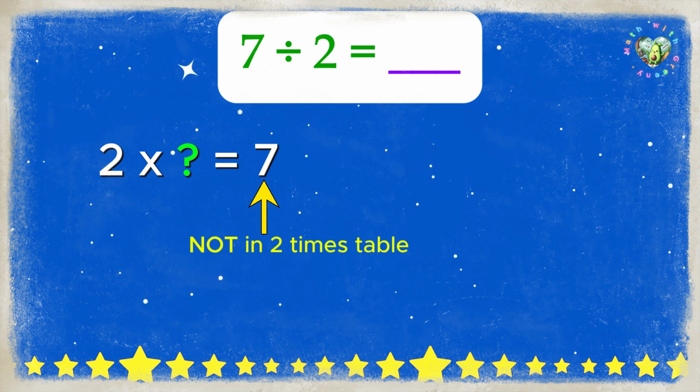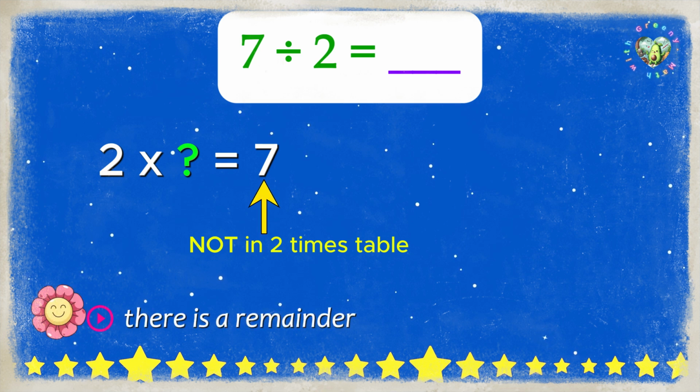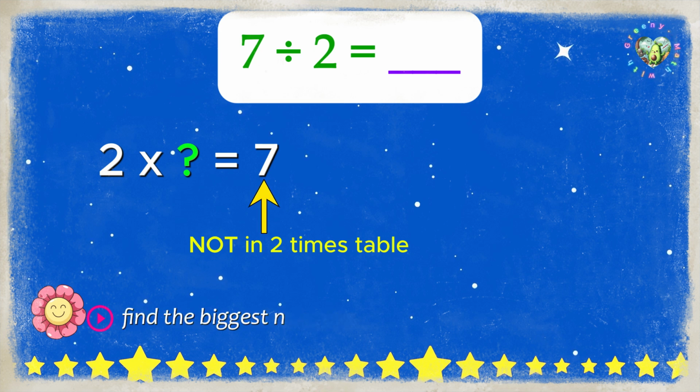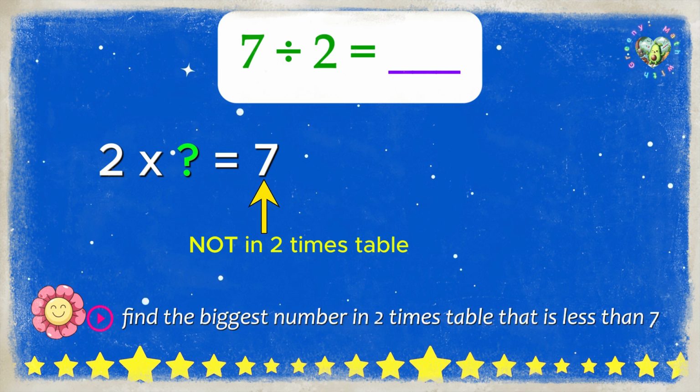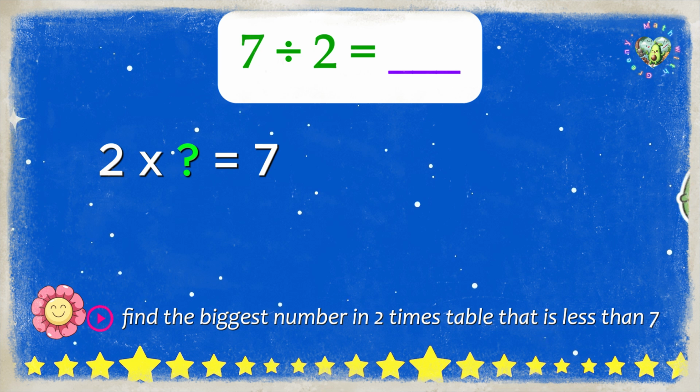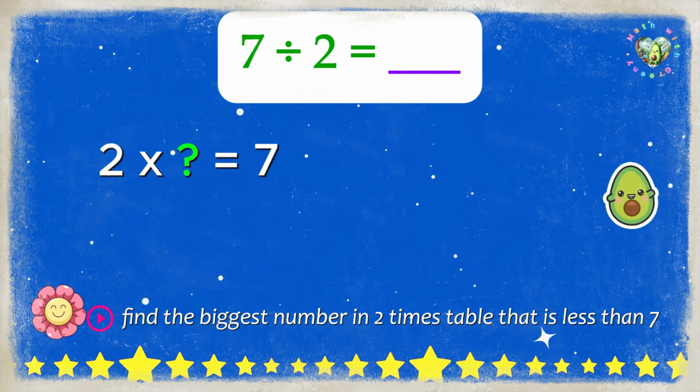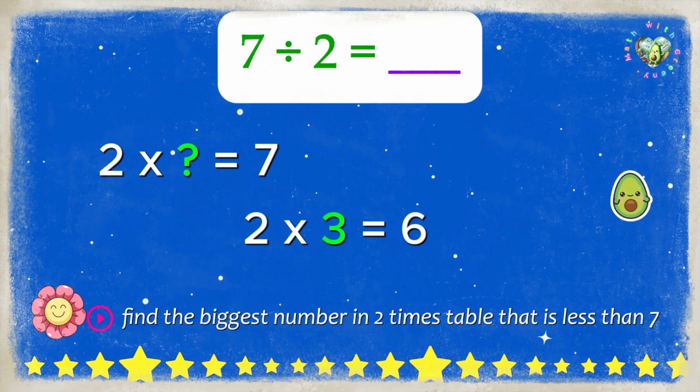That's where the fun starts, Greenie. When the number isn't in the times table, it means there's a remainder. So, we find the biggest number in the times table that's close to 7 but doesn't go over it. Oh, that's 6. Because 2 times 3 equals 6.